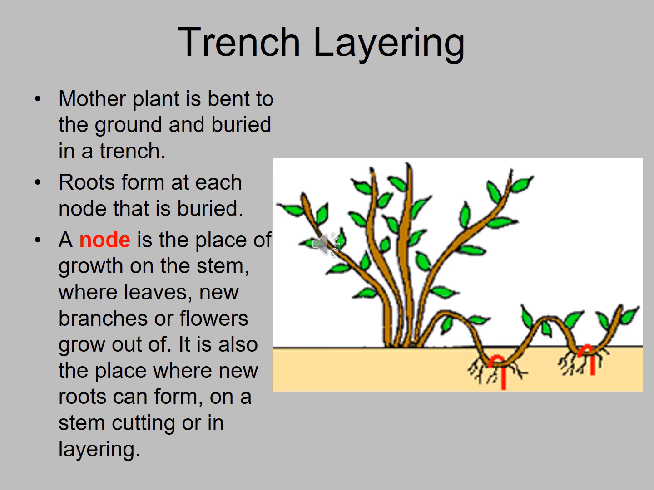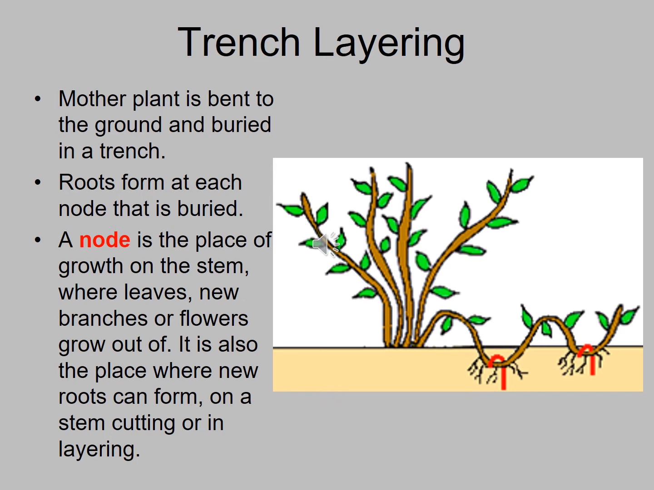The little red candy cane looking things are just a staple or a piece of wire that holds it underground. After a while, roots will form off of that wounded area of the buried stem, and then you can cut in between those sections that are underground and have new plants. You could also layer them into pots if you wanted to.